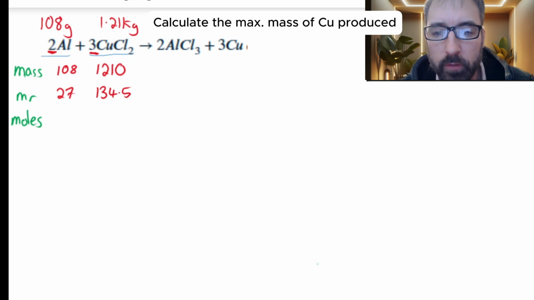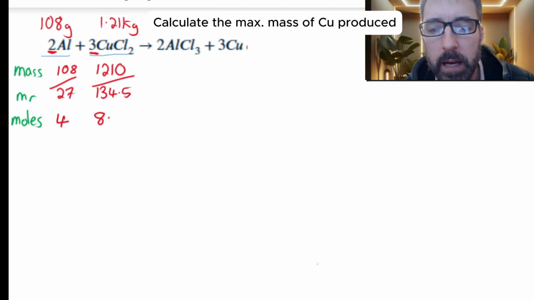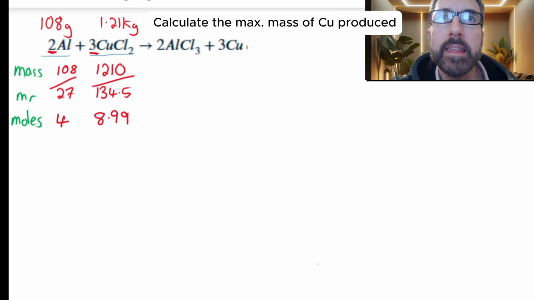If you format it in this way, the number of moles is dead easy. That's a fraction, 108 over 27. 4 moles. 1,210 divided by 134.5 gives us the best part of 9 moles, but 8.99 if we want to be accurate. So now we know the moles, now we can compare them, now we can find out which one is the limiting reagent. And the best way to do that is this.